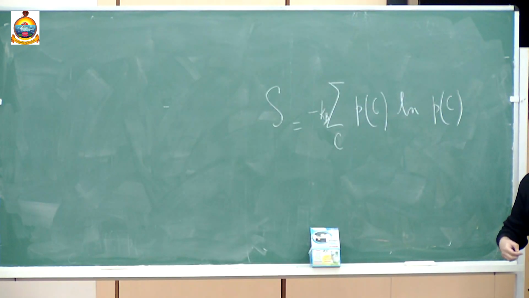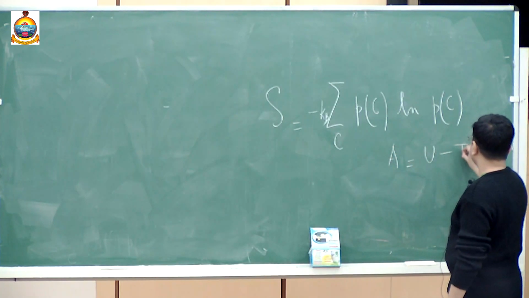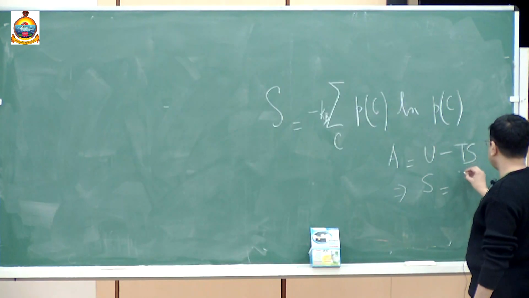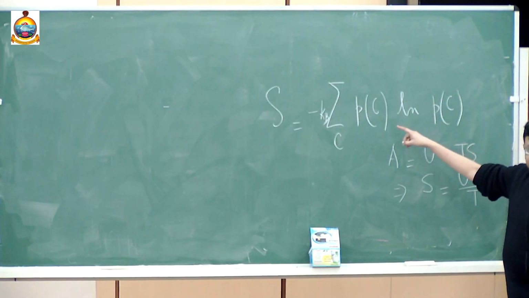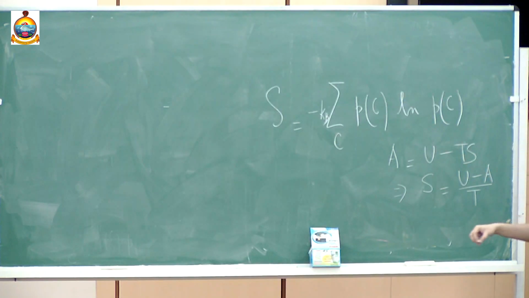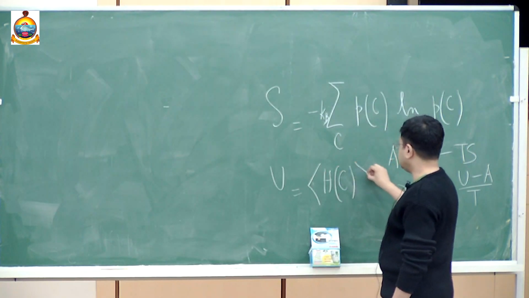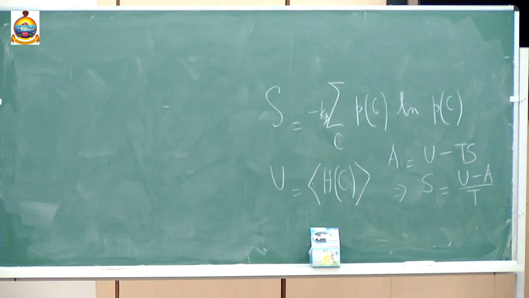You can check that for the canonical ensemble, if you put P_C equal to e to the minus beta H_C, you will recover the relation that relates entropy with the free energy, A = U - TS. So, from this equation you will get for canonical equilibrium that S is indeed (U - A)/T, because log P_C will already give you H_C, and in canonical equilibrium U is defined to be this. So, one factor you already see, the other factor will also come.